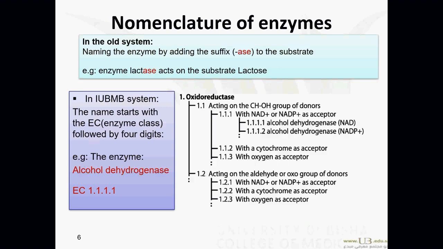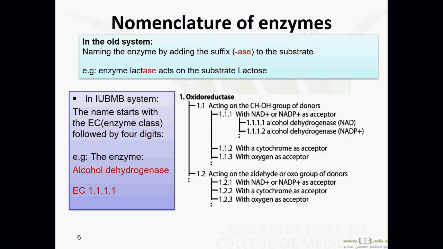This coding system is a more systemic and more organized way of naming and following the specific type of reaction. So the EC stands for enzyme class or enzyme code, and the 4 digits stand for the following. The first digit, now it is 1, can be 2, 3, 4, 5, or 6 maximum, because we have 6 major classes. So the first digit stands for the major class of the enzyme.